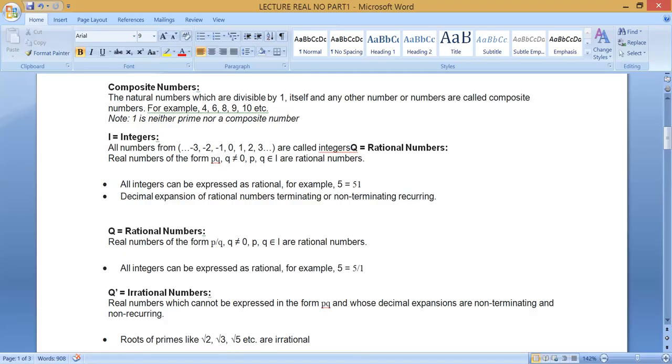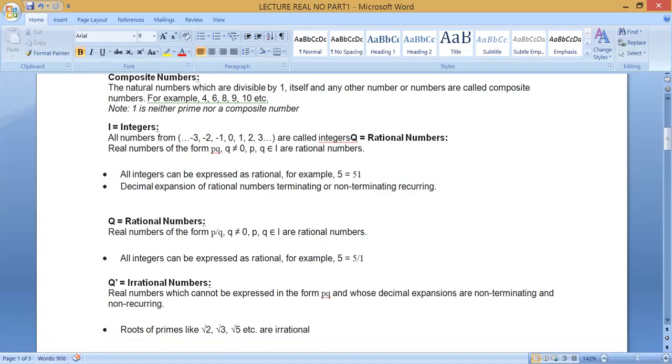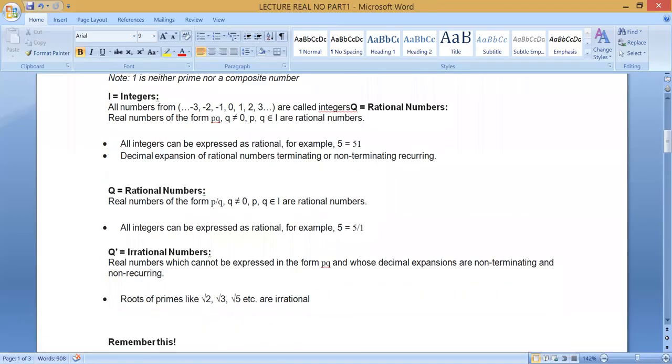Now when we talk about rational numbers, rational numbers are represented by Q. You know that any number which can be written in the form P upon Q is a rational number.